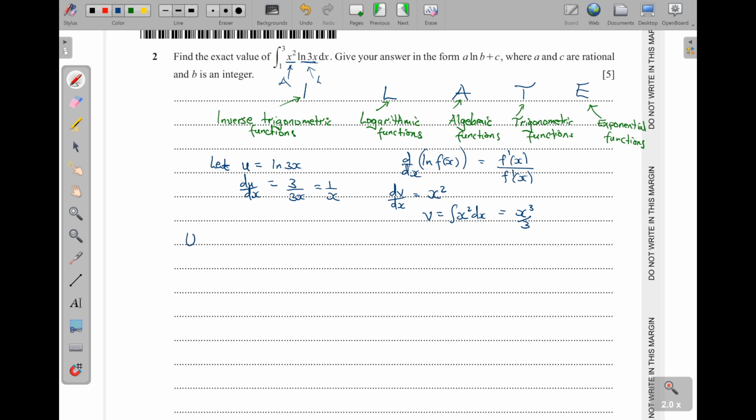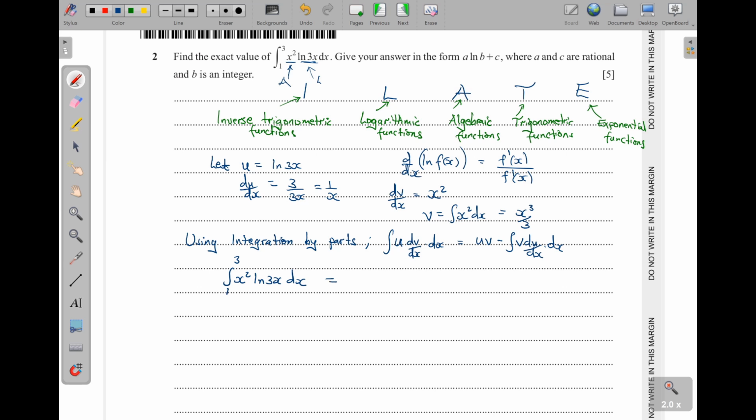We are using integration by parts. The integral of u dv/dx with respect to x will give us uv minus the integral of v du/dx with respect to x. So therefore, what we have here is the integral from 1 to 3 of x squared times the natural log of 3x with respect to x.